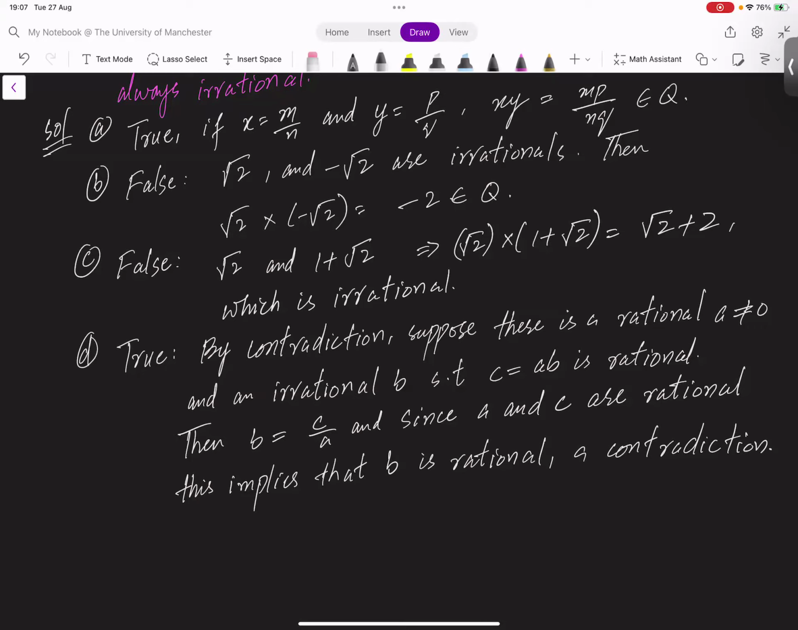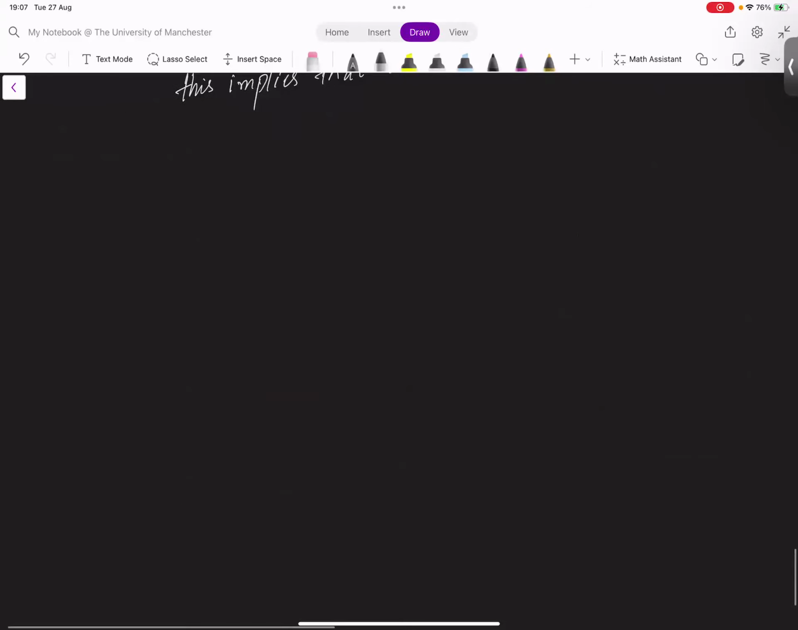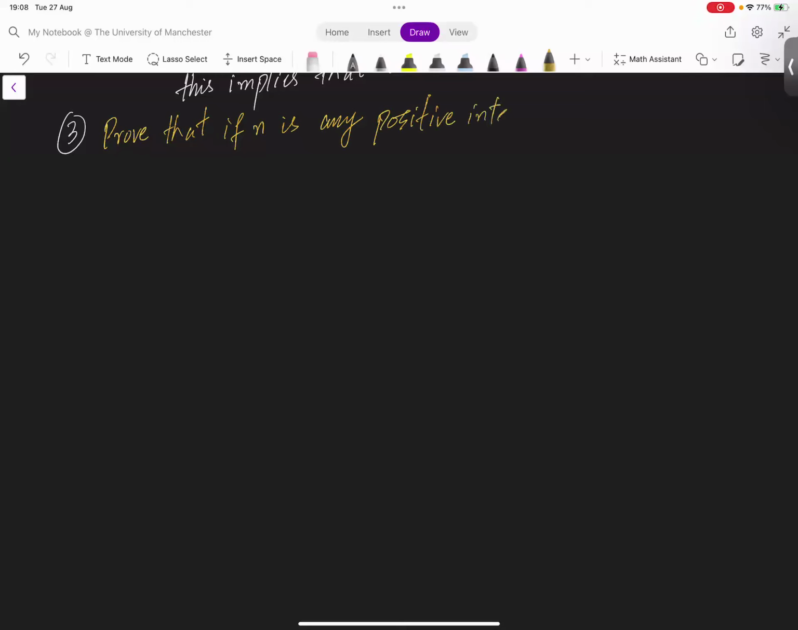Example 3 is: prove that if n is any positive integer, then under root n plus under root 2 is irrational.